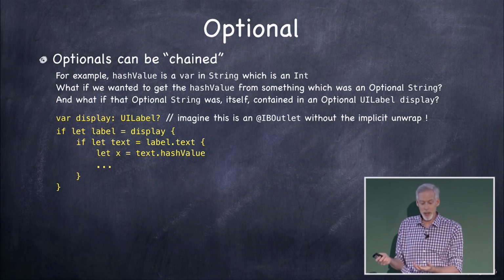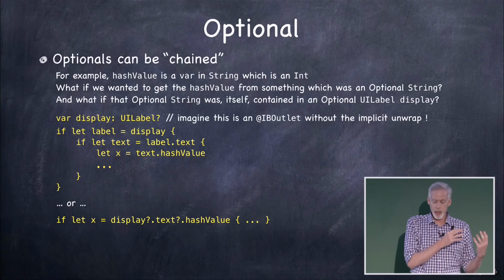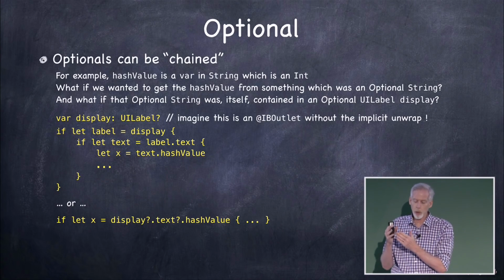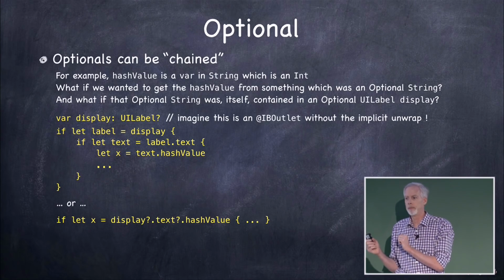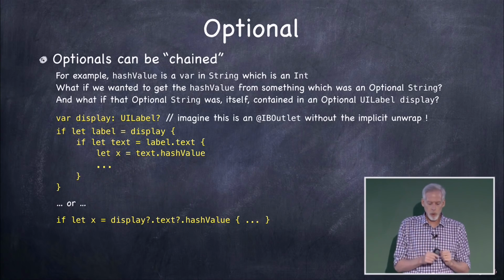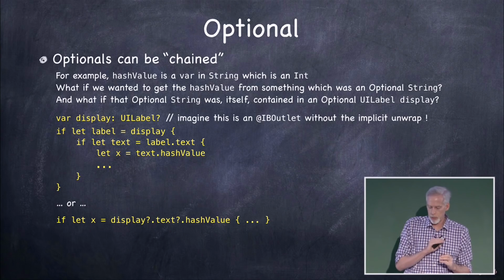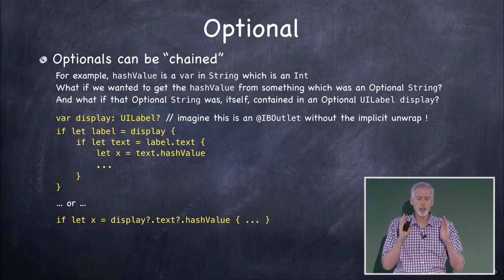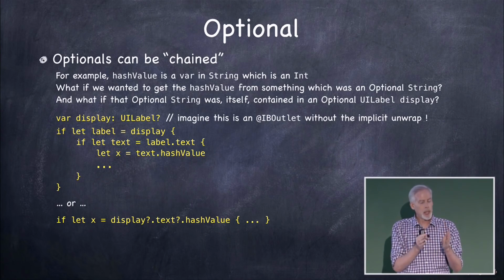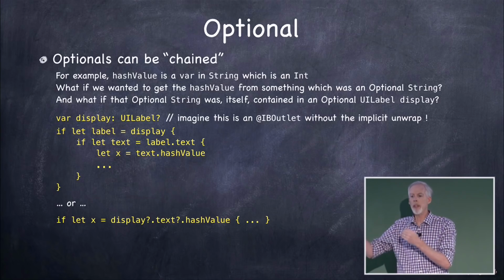Well, there's a lot easier way to do that, which is this. You just say display?.text?.hashValue. Okay? So if you use question marks not when you're declaring the optional, but when you're actually using it, that basically means try and unwrap this, and if you can, then use that value to go to the next thing.